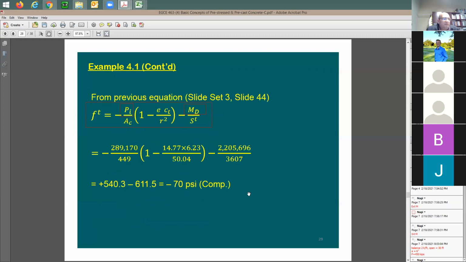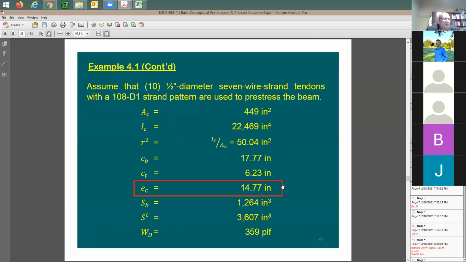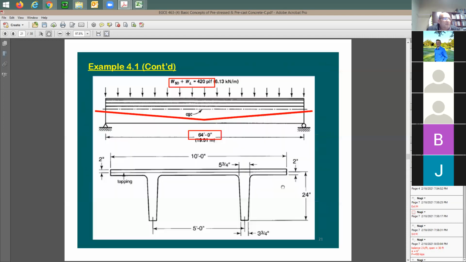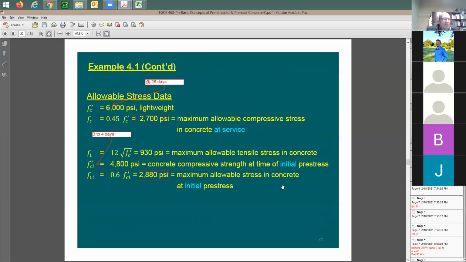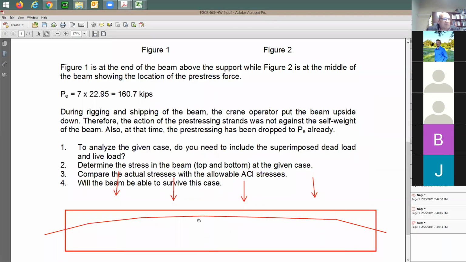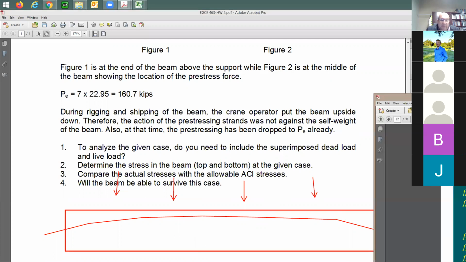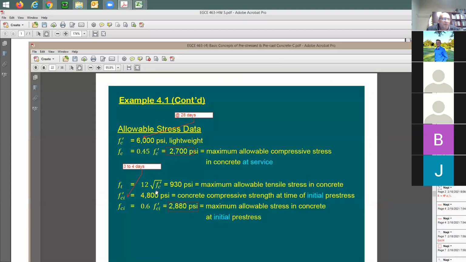How about in tension? Is there anything about tension stresses or tensile stresses here in concrete allowable? Do you guys see it now? 12 root f'ci. It's right here. So actually now you're going to have a big problem here with the tensile stresses because now you push the beam down. This pre-stressing is pushing the beam down. It's going to be causing tensile stress here. And this applied dead load is also adding tensile stress at the bottom. So the tensile stress at the bottom is going to be a lot, and then you need to compare it with this number.